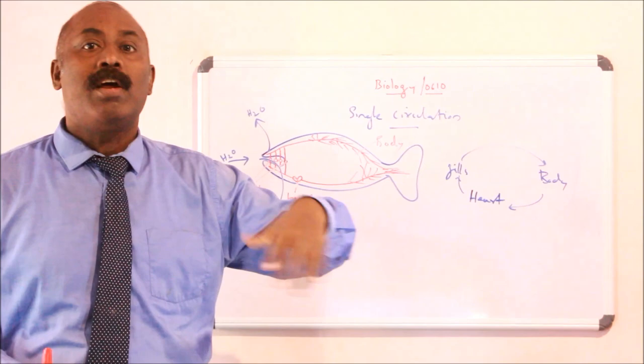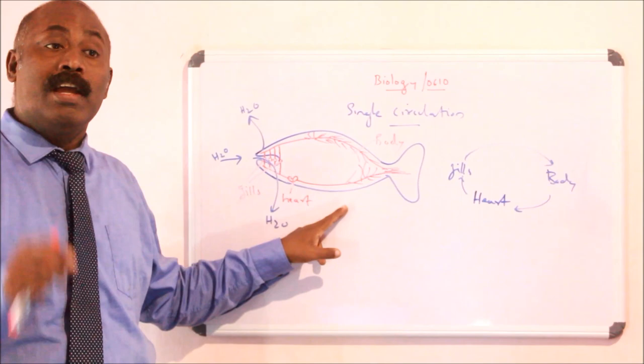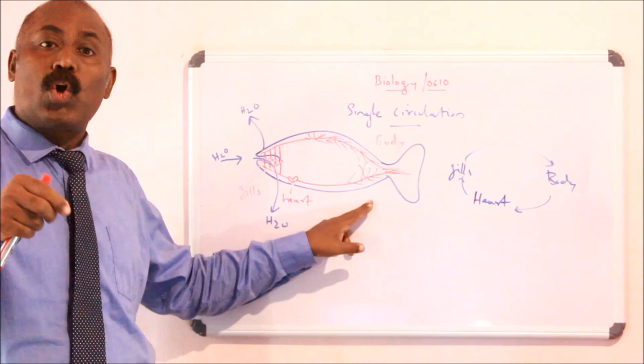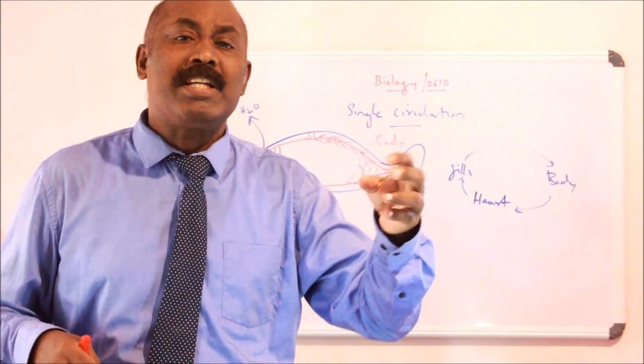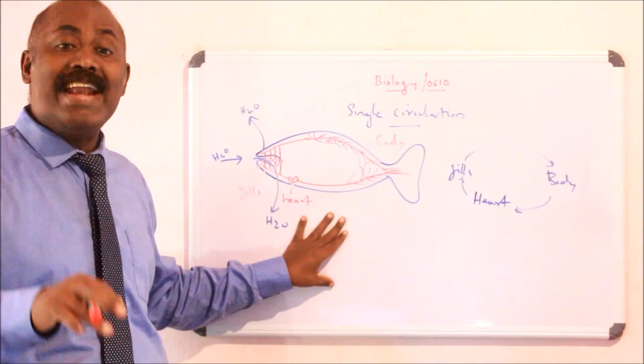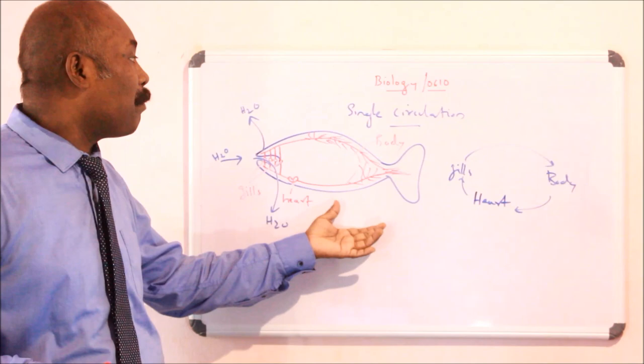Another thing, birds and mammals have a constant internal environment, so they need heat. Since the oxygen is supplied fast, metabolic reactions can take place faster, and they can maintain this body temperature. So please keep in mind the difference between double circulation and single circulation.